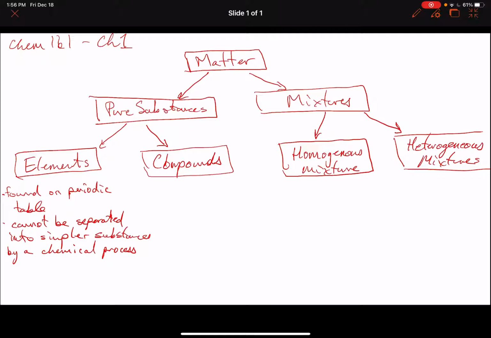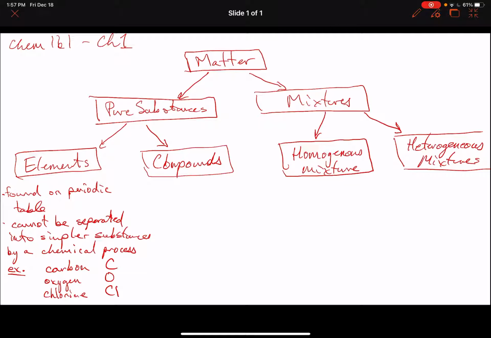Some examples, again, those listed on the periodic table are things like carbon, which, as you may have seen on the periodic table, is given capital C. Other examples would be oxygen, given symbol capital O. Chlorine, given symbol capital C, lowercase l, etc.